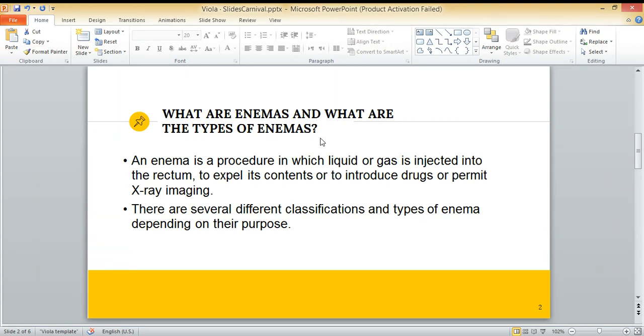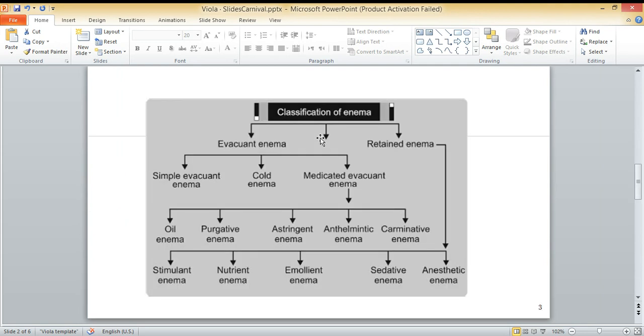So first of all, I'd like to talk about a specific classification in which enema is divided into two types: evacuant enema and retained enema. To differentiate between the two, evacuant enemas are given to produce an immediate effect. They are usually used to lubricate, thus facilitating the passage of feces. The administration of fluid into the rectum may also induce peristaltic contraction of the rectal walls. So that's mainly evacuant enemas.